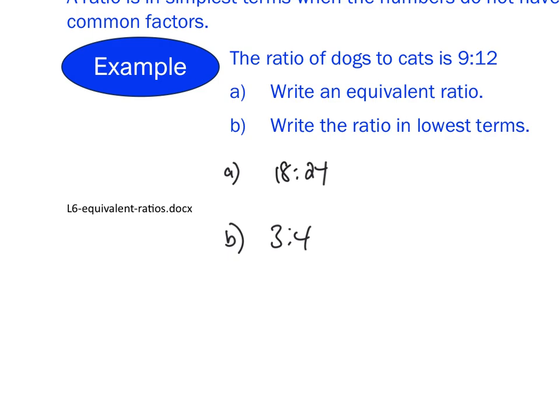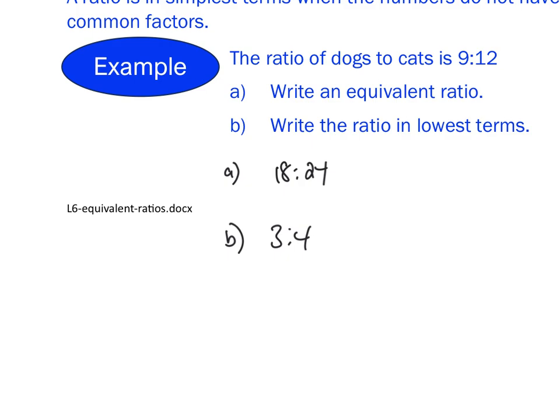And then Mia jumped the gun and told us that the second one was 3 to 4, and we get that by dividing both of these numbers by 3. 9 divided by 3 is 3. 12 divided by 3 is 4. So that is the ratio in its lowest terms. Is it always divided by 3?